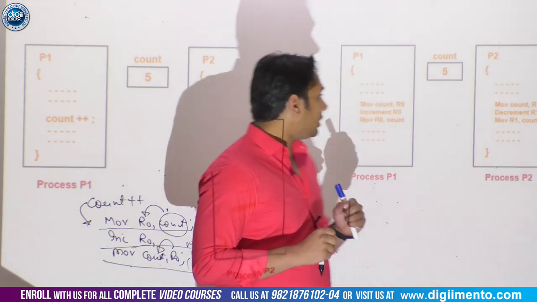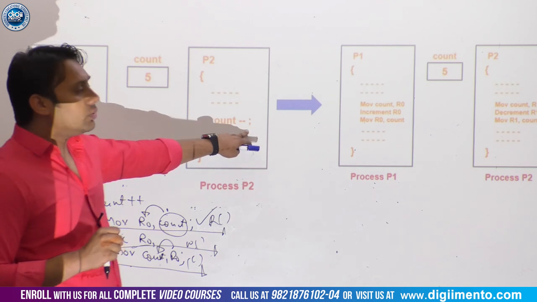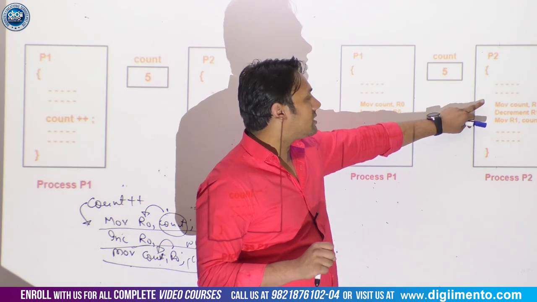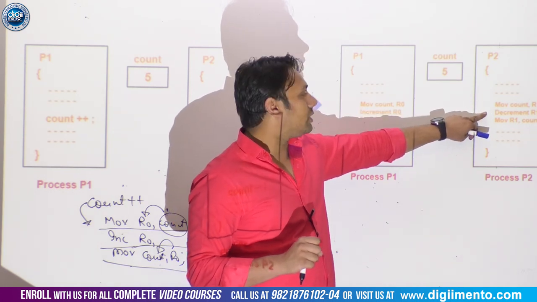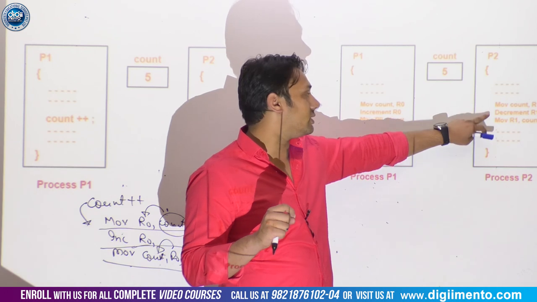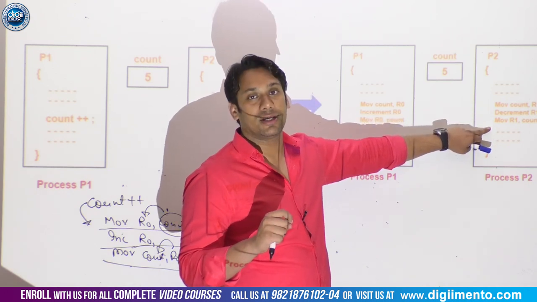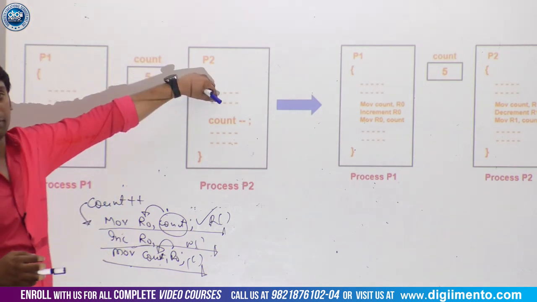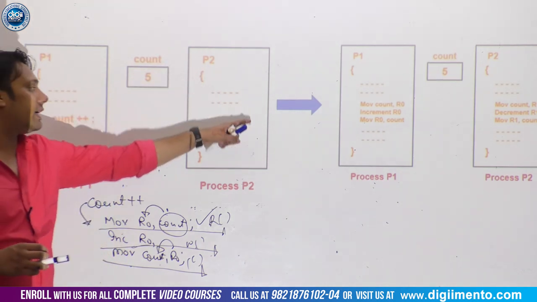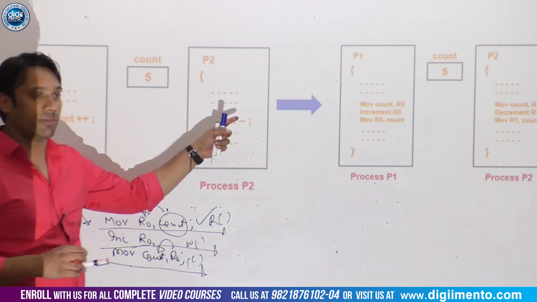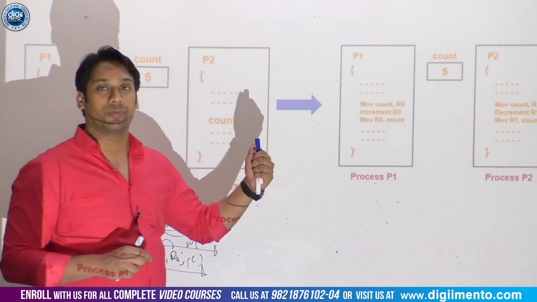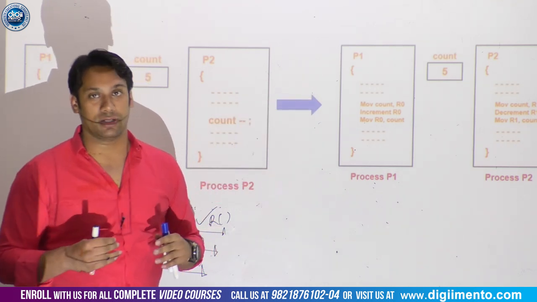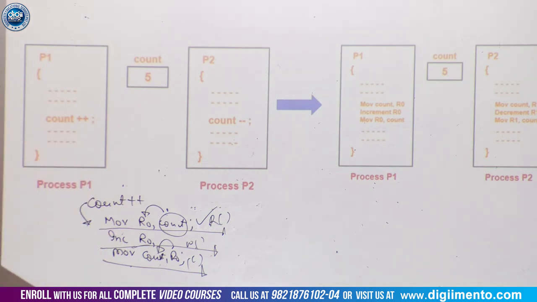Correct? In the same way, when you do count decrementation, the count decrementation operation can also be broken down into three operations. First is a move instruction, second is a decrement instruction, and third is again a move instruction. So this is read, this is write, and this is commit. Even a single statement which looks very simple, which looks like a single atomic statement, when you execute it in the form of a program, can be further broken down into three statements: read, modify, and commit.